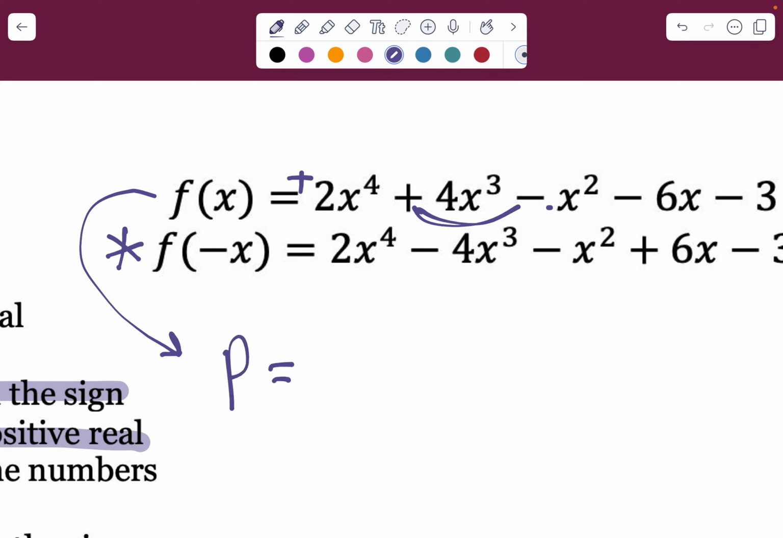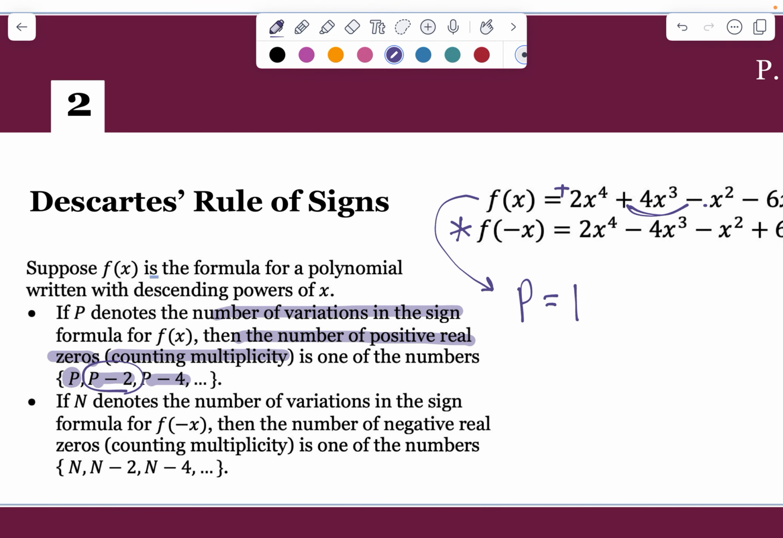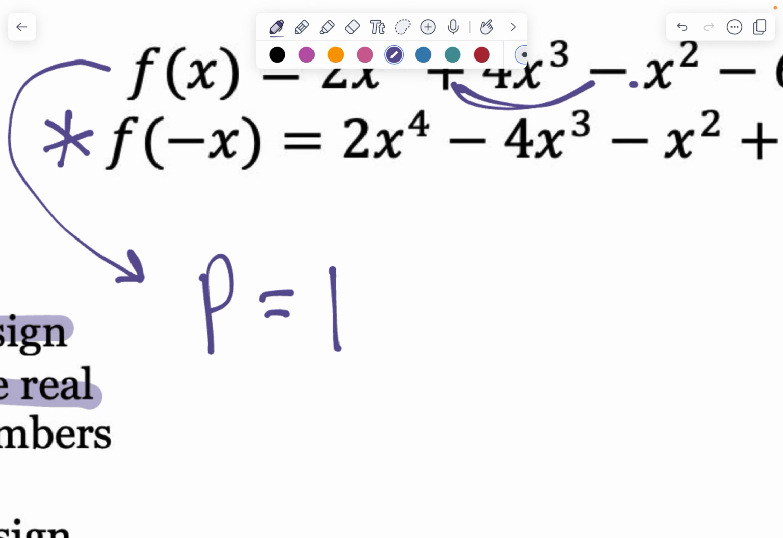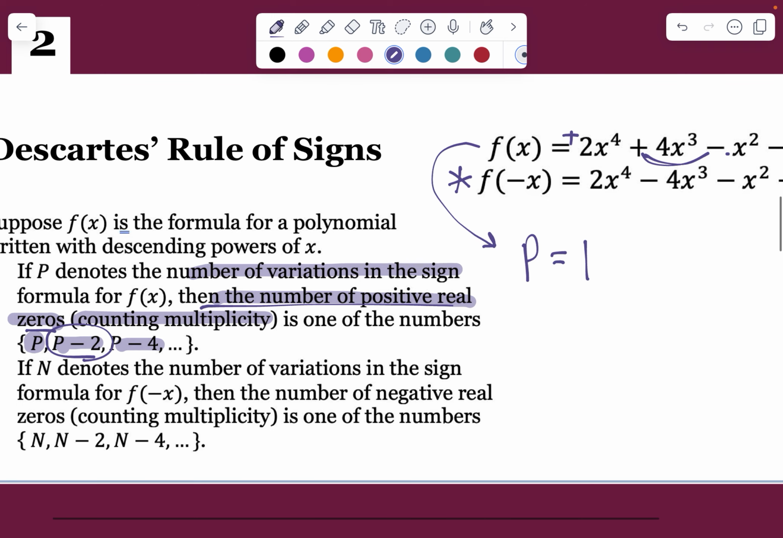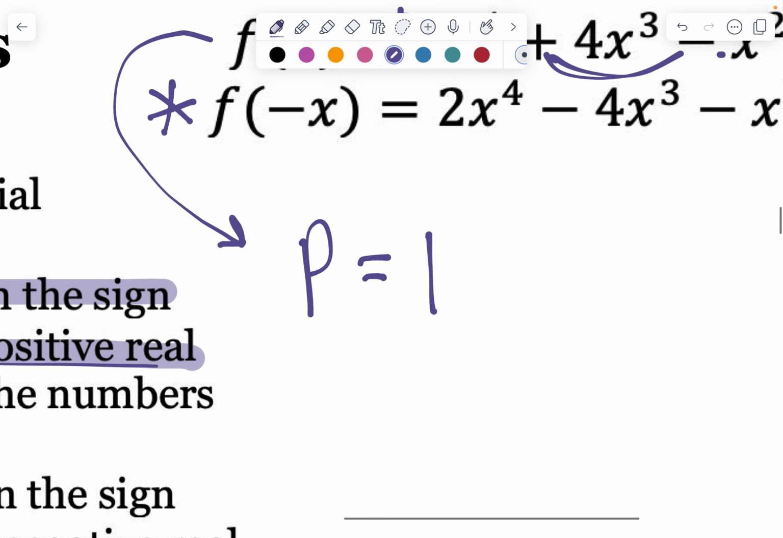So for this example, p is 1. And then if we subtract 2, then we're at -1. And p is counting something, right? It's counting the number of positive real zeros. So we need p and p minus 2 and all of those to also be positive. Otherwise, right, we can't have a negative number of something in this context. So we're just done with that one.